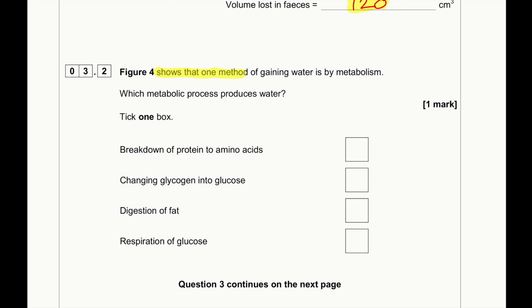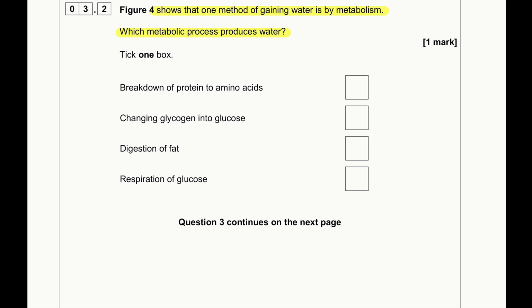Figure 4 shows that one method of gaining water is by metabolism. Which metabolic process produces water? The metabolic process that produces water would be respiration of glucose. Respiration of glucose produces carbon dioxide plus water. So this water is metabolic water.